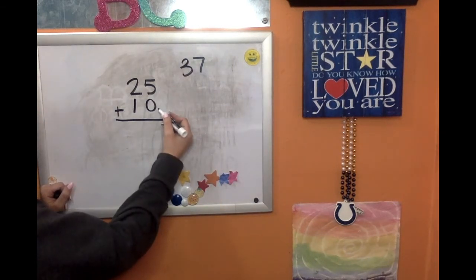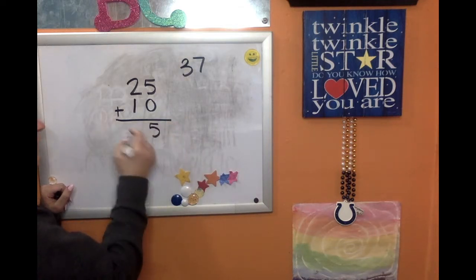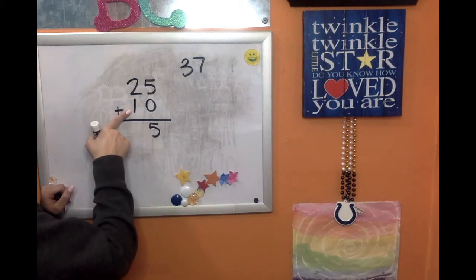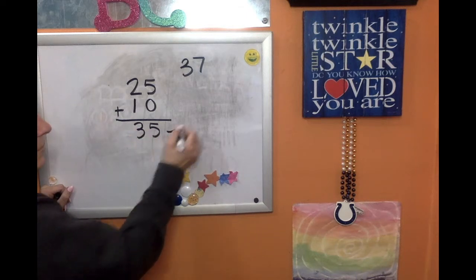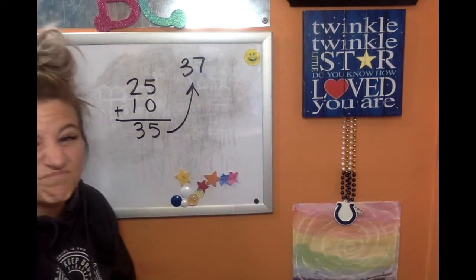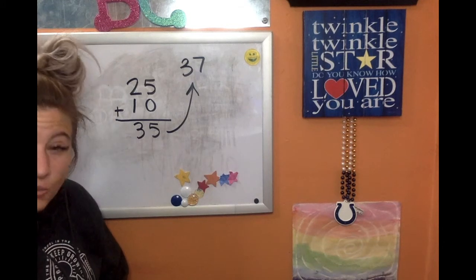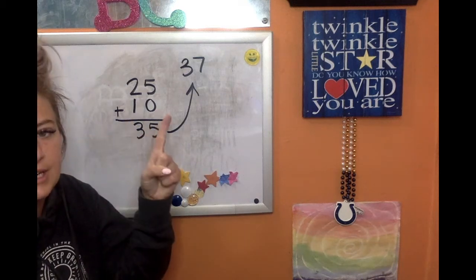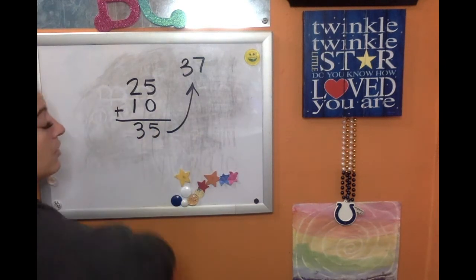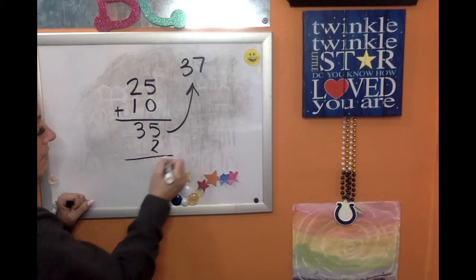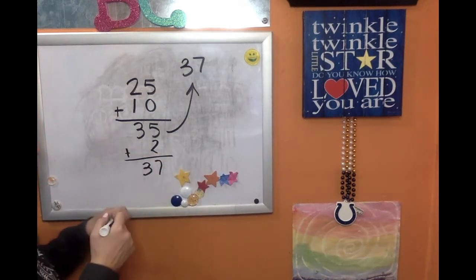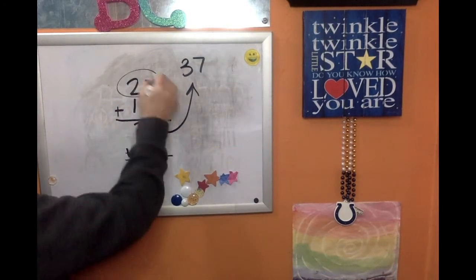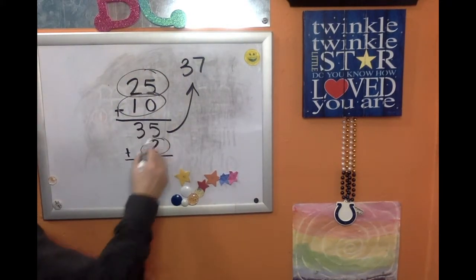5 plus 0 equals 5. 2 plus 1 equals 3. Did we make it yet? No, not yet. What could we add to make 37? 35, 36, 37. We could add 2 pennies. That would make 37. So we want to do a quarter, a dime, and 2 pennies.